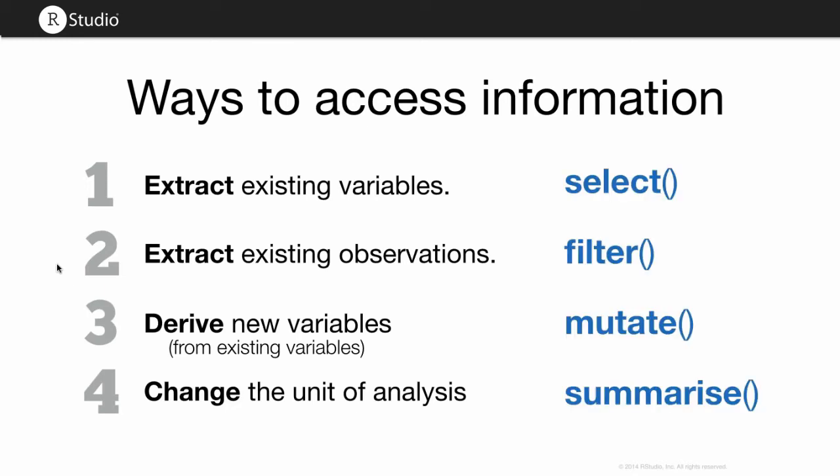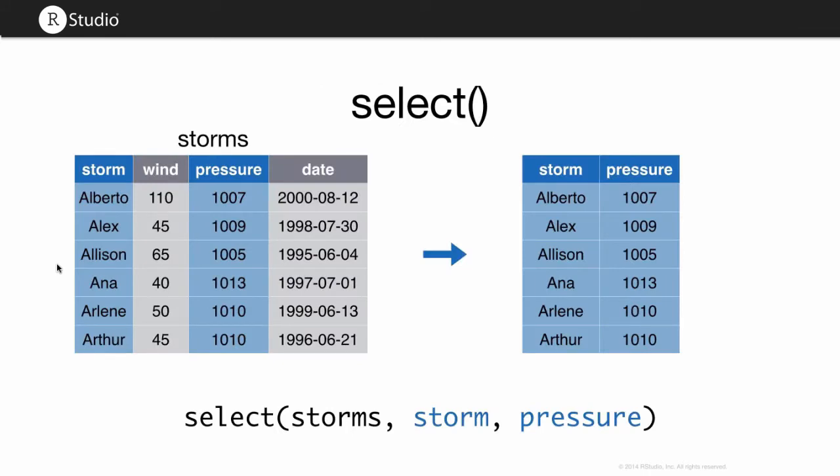dplyr provides 4 functions, each dedicated to doing one of these things. Let's take a look at them starting with select. So select is very simple. It's a way for you to just pull out variables or columns from a data frame. So if I only wanted the storm column and the pressure column from the storms data frame, then I could select from storms the storm and pressure column.